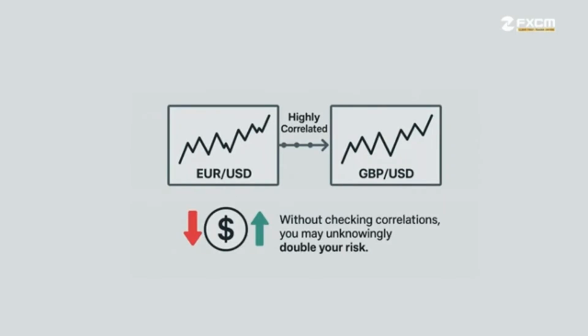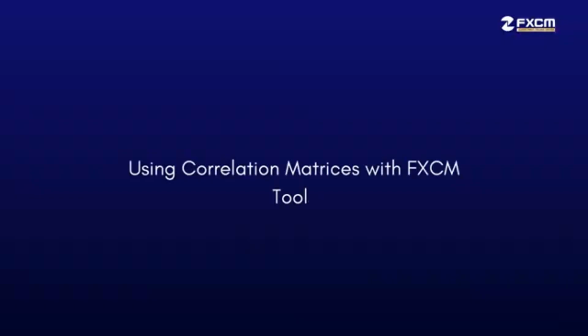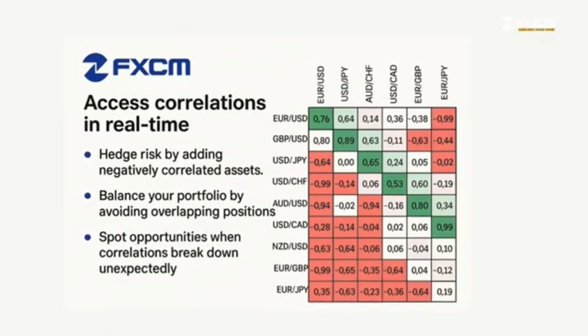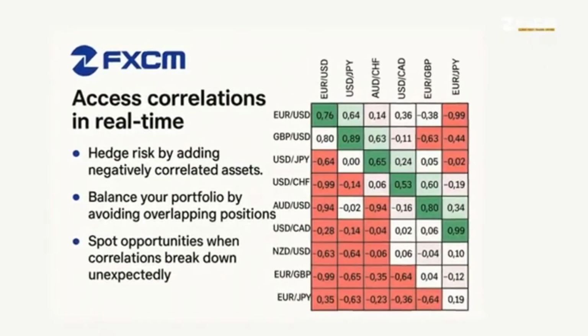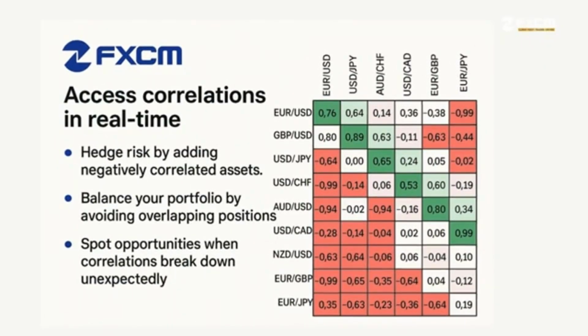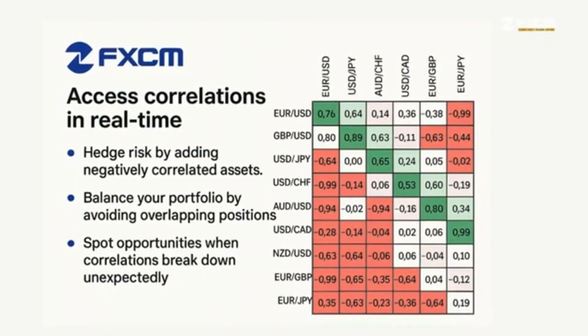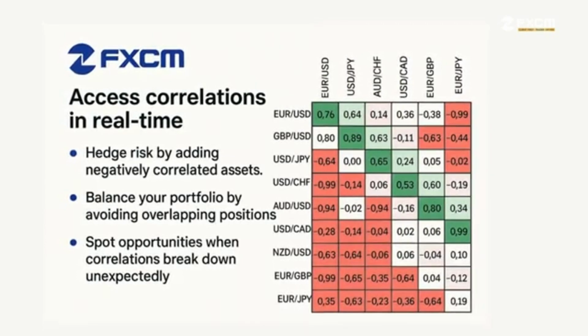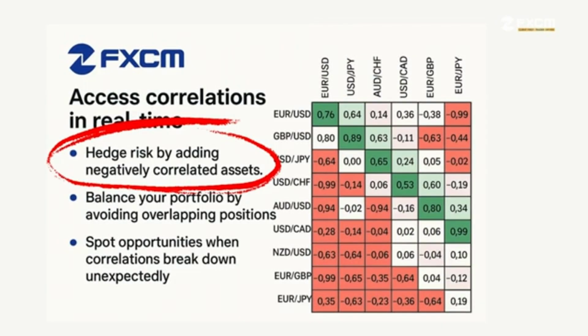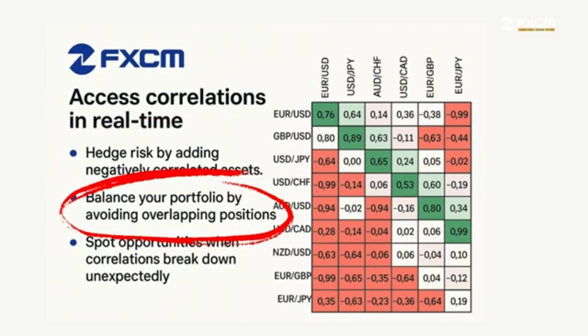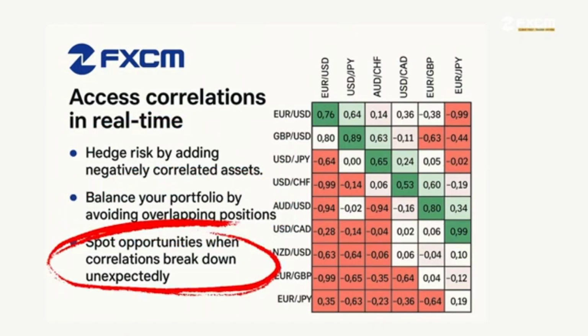3. Using correlation matrices with FXCM tools. FXCM provides advanced trading tools to help you access and interpret correlations in real time. By analyzing a correlation matrix, you can decide whether to hedge risk by adding negatively correlated assets, balance your portfolio by avoiding overlapping positions, and spot opportunities when correlations break down unexpectedly.